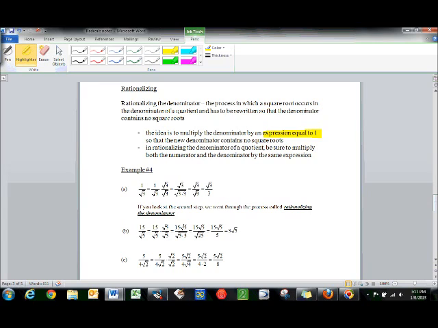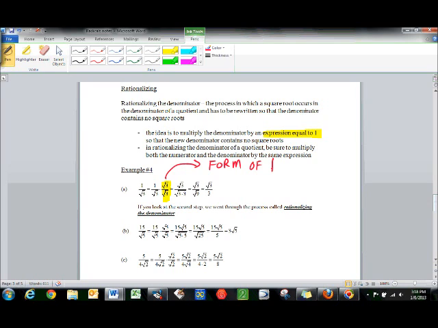So if we look at this first example, we have 1 over the square root of 3. Well, since it's the square root of 3, we're going to want to use the square root of 3, because we know square root of 3 times square root of 3 is going to give us square root of 9, which is just going to be 3, and this allows us to clear out the radical. But because we're multiplying the bottom by the square root of 3, we also have to multiply the top by the square root of 3, and this gives us a fraction that is a form of the number 1.